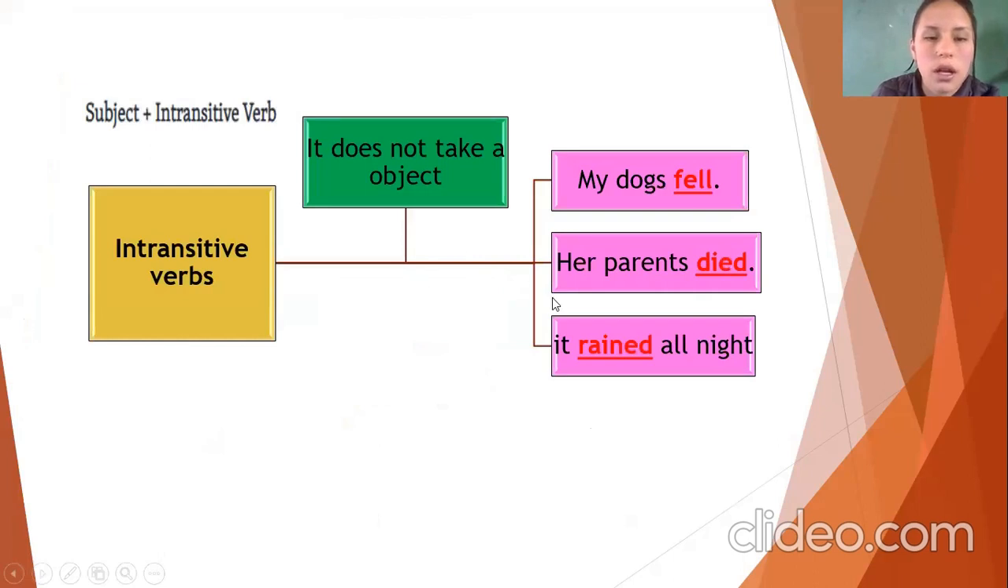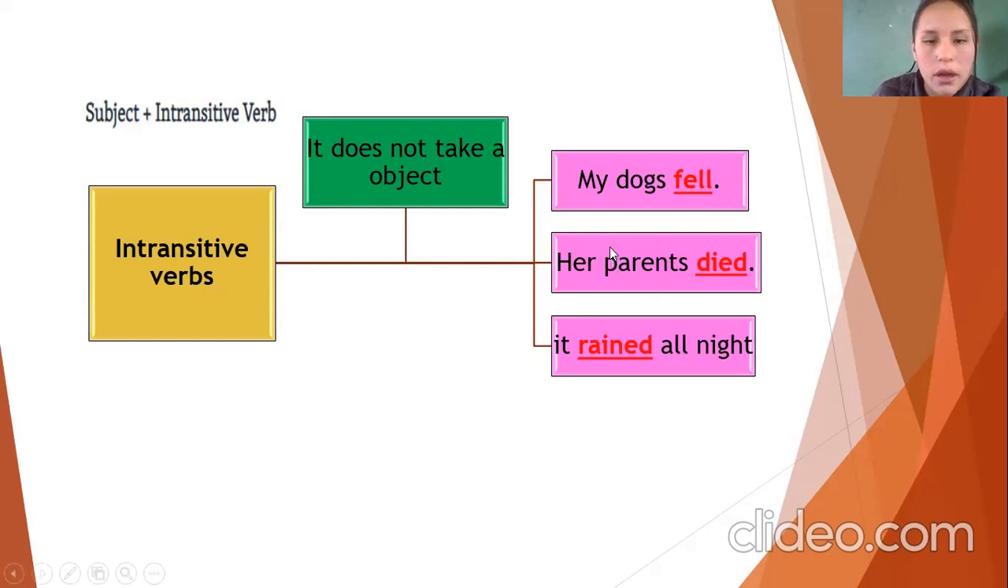The first one, intransitive verbs, are English verbs that cannot or do not take an object. They do not have a complement at all. It involves just a participant. This verb can indicate an action without the necessity of an object. For example, my dogs fell. This verb, fell, is an intransitive verb because it does not require an object for the sentence to make sense.